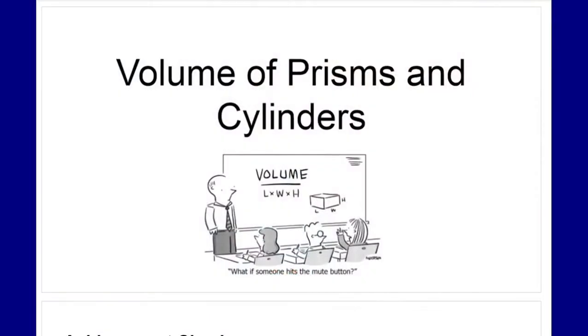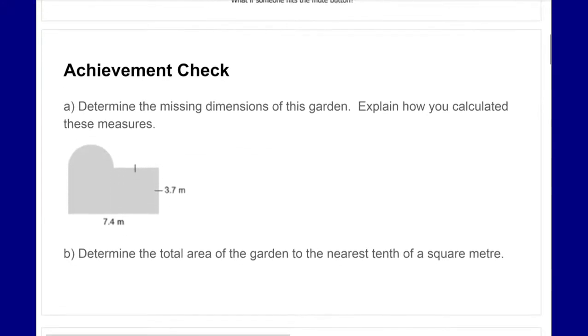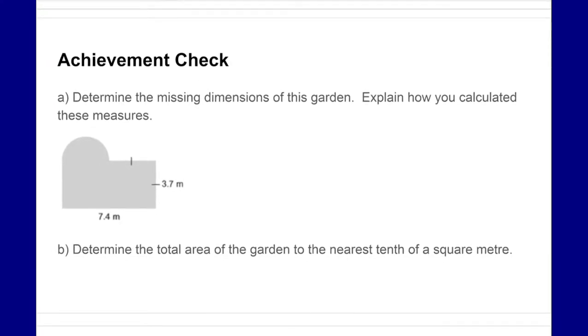In today's lesson, we are going to be looking at the volume of prisms and cylinders. So this does tie into a little bit of what we did yesterday, primarily with area. So before we get into our lesson, let's do a little bit of a review just to make sure we're okay with what we covered in the previous lesson, finding the area of composite figures.